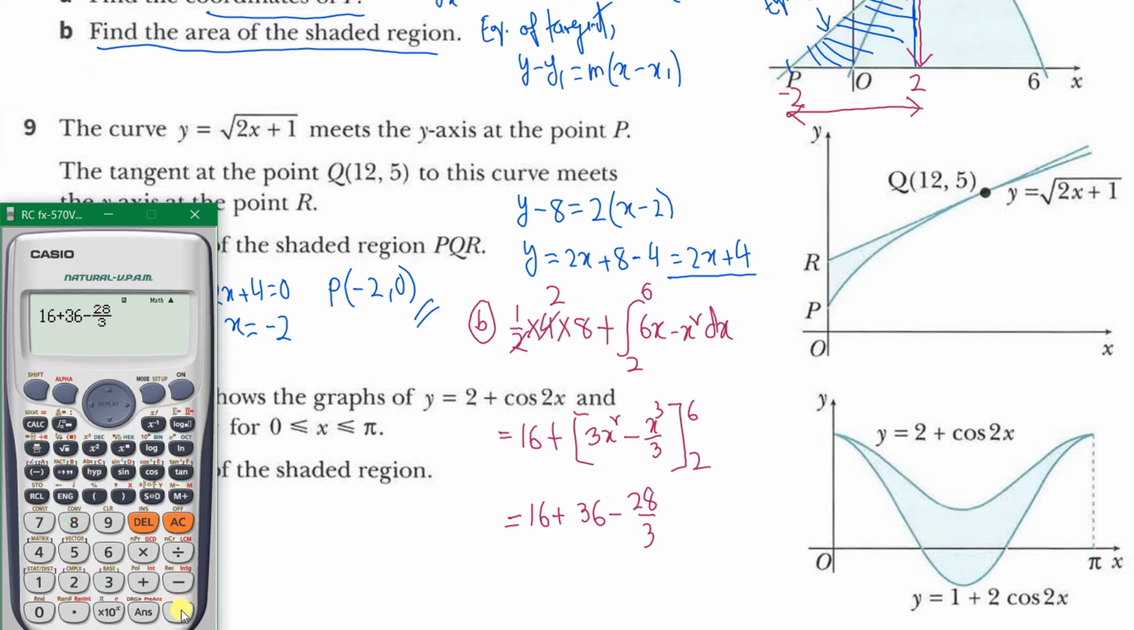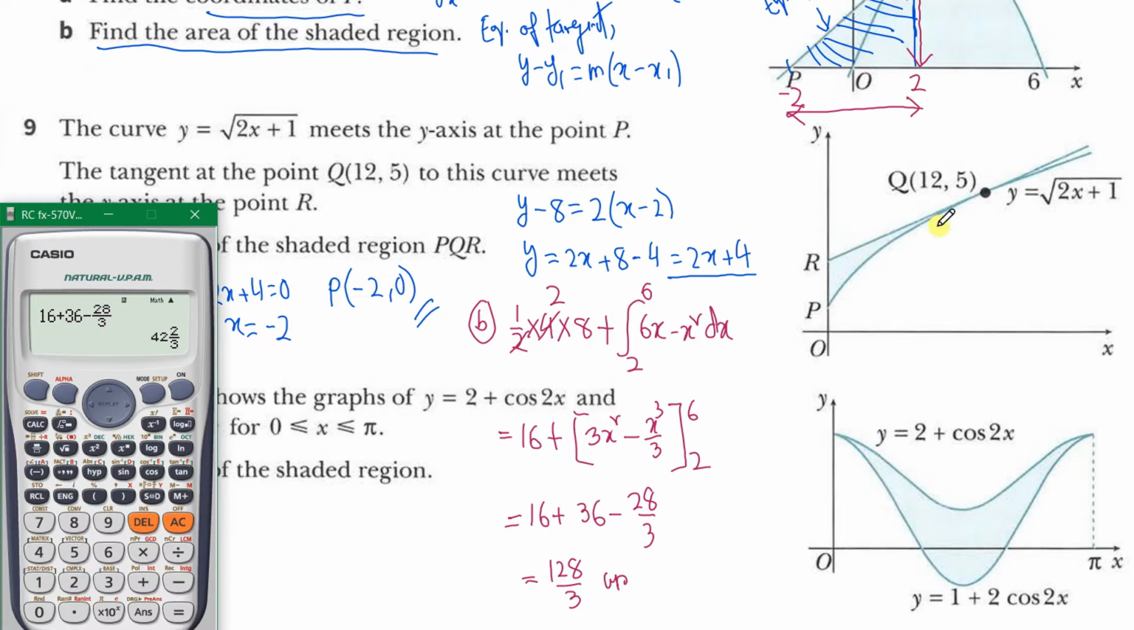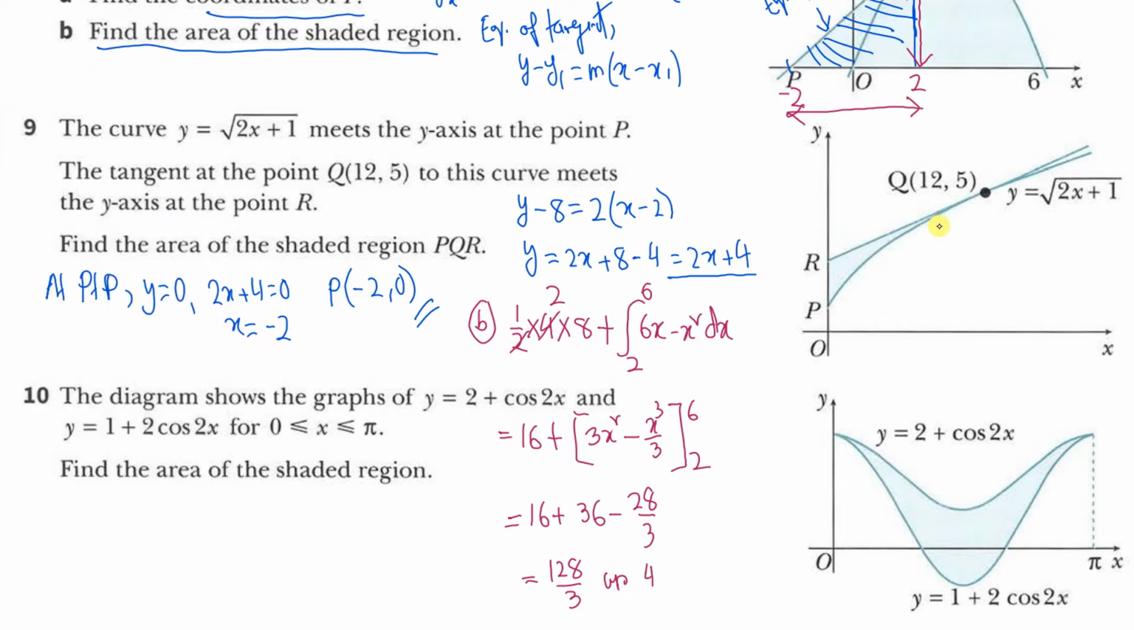The value we got from here is 128 by 3, or if you write it as a mixed fraction, 42 and 2 by 3. That is the best way to write your answer, in exact value. Don't write your answer in decimals unless any specification is given here.